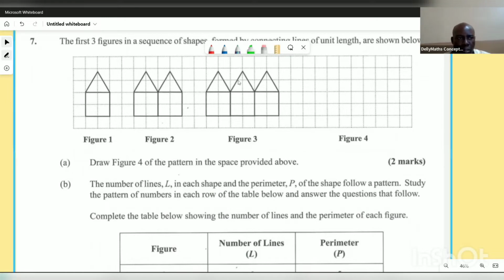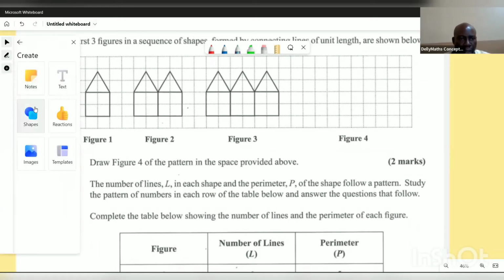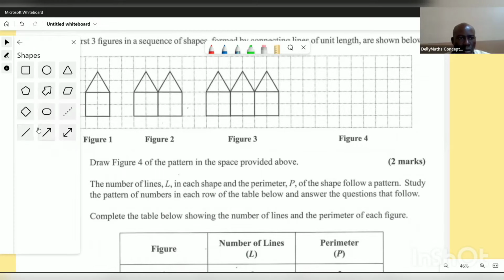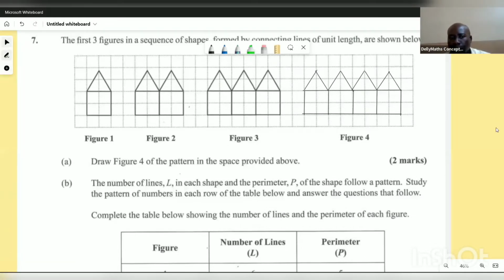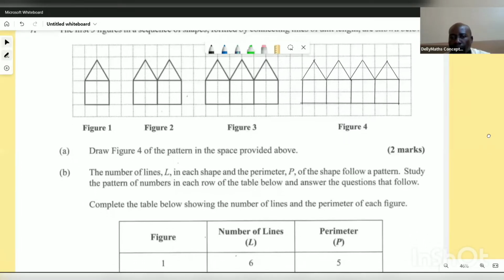So basically, I could just quickly take out my shapes here and create figure 4. All right, so we're going to create figure 4 quickly. So for figure 4, we would have created that shape using a ruler. So that's the shape that we're looking for, 4 of those.